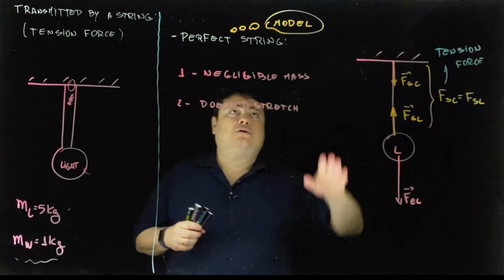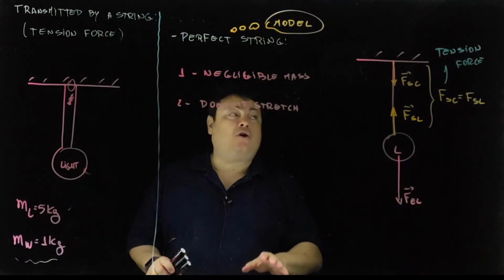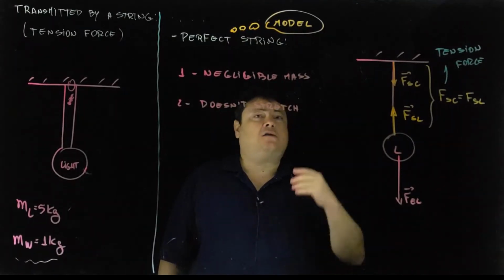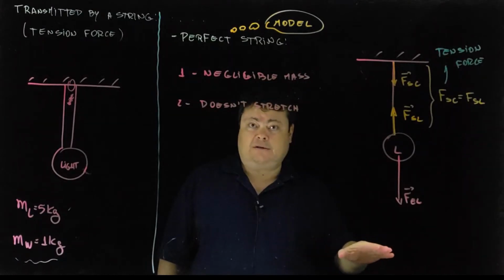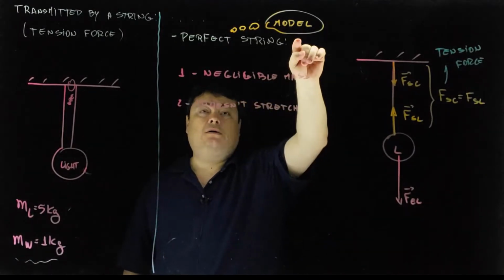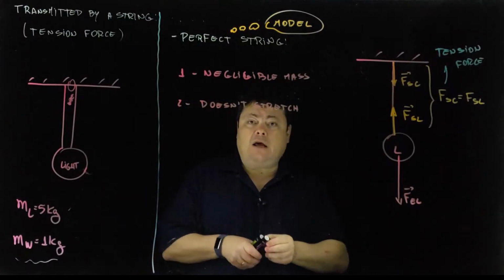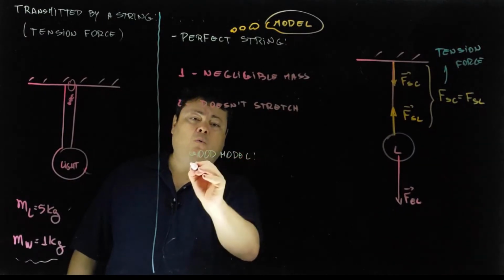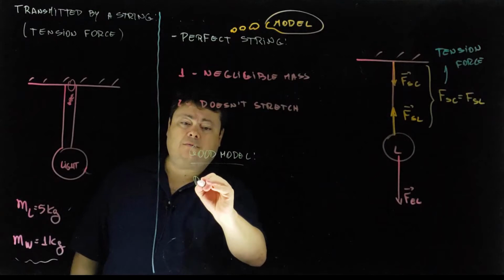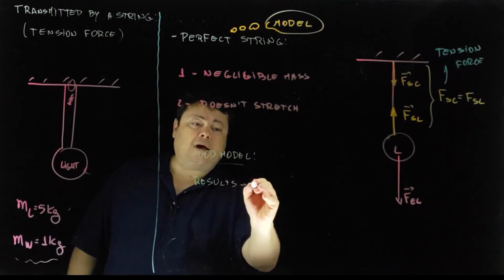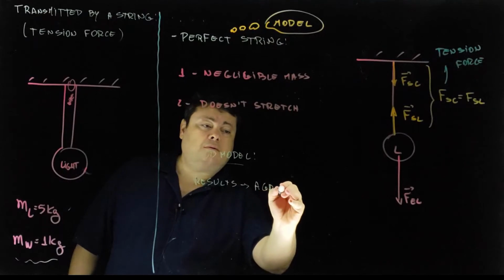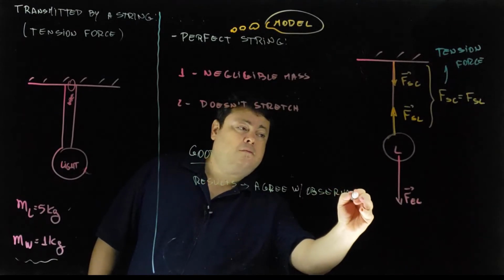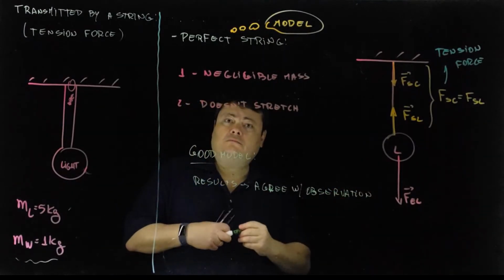Now, every time we talk about a model, we know we are simplifying, we're not getting the perfect answer. The question really that we need to discuss is not whether or not a perfect string exists. It doesn't. But how good this model is. And a good model will produce for us results that agree with observation within an acceptable error.